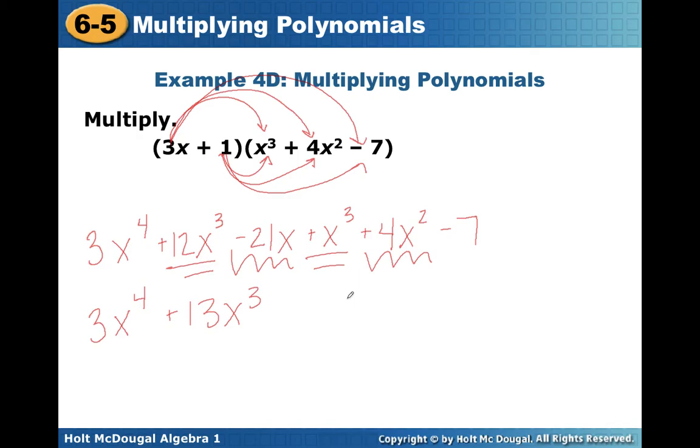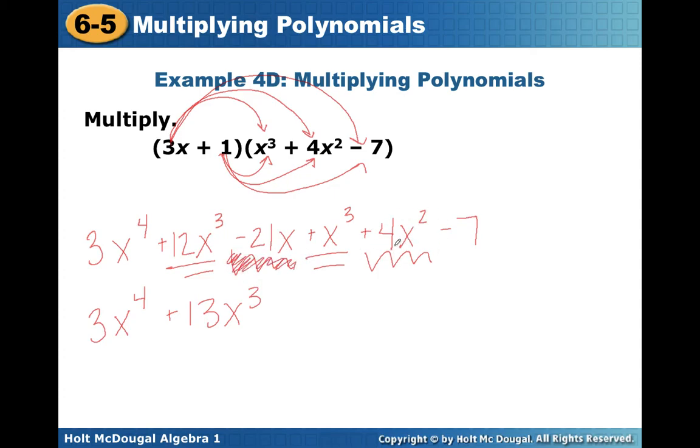I feel like I made a mistake here. Let's check it. 21 would have been right here, which got us an x. You're right. No, that's not right. Okay, so ignore this.